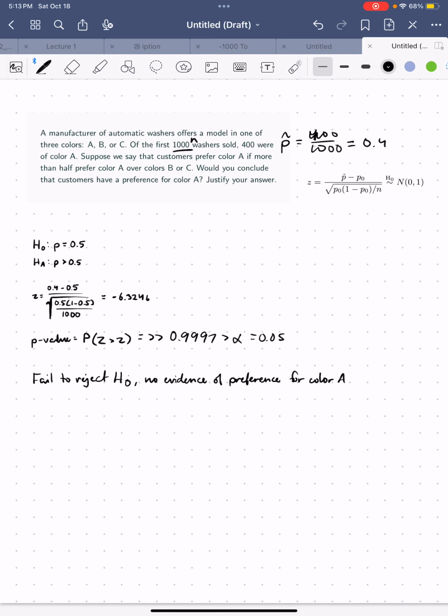And this also makes sense when we look at our values. Since we have 400 being sold, this is already way less than our 0.5, and so we obviously don't have enough evidence that it's greater than half, which is why our p-value is so large.